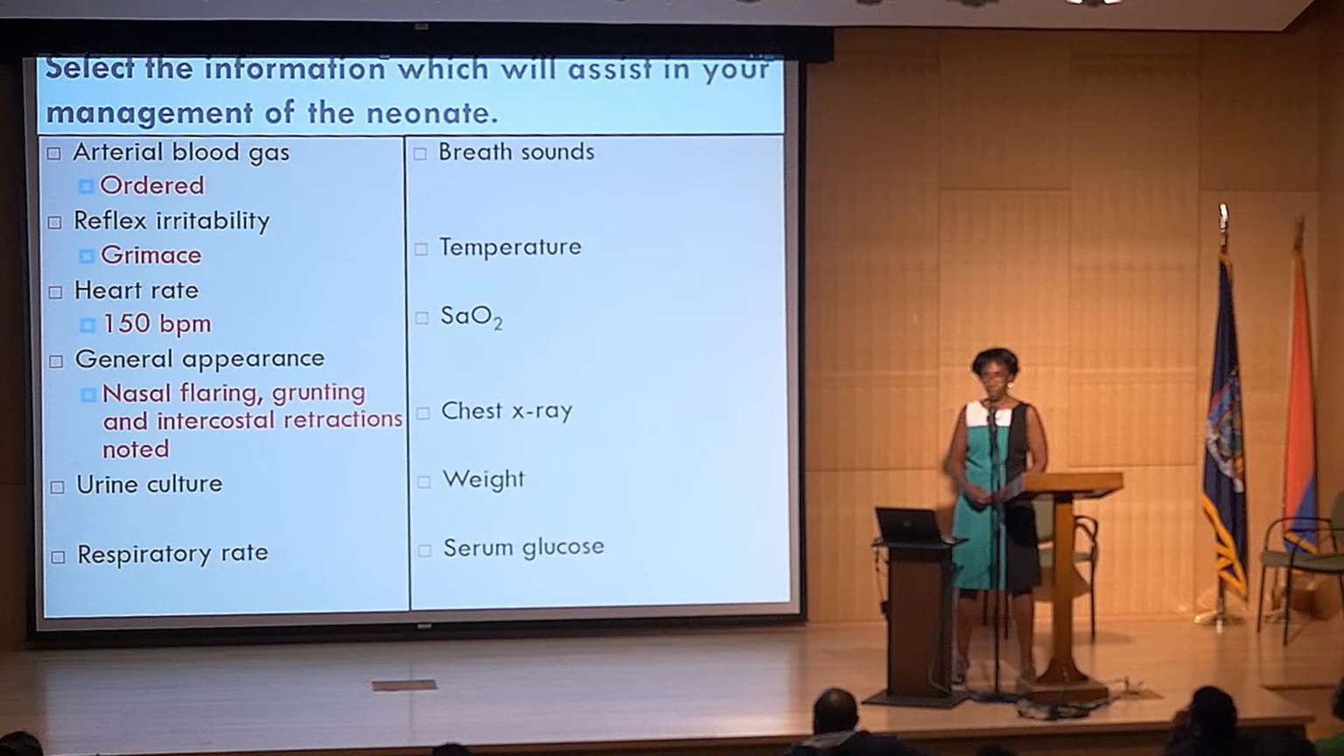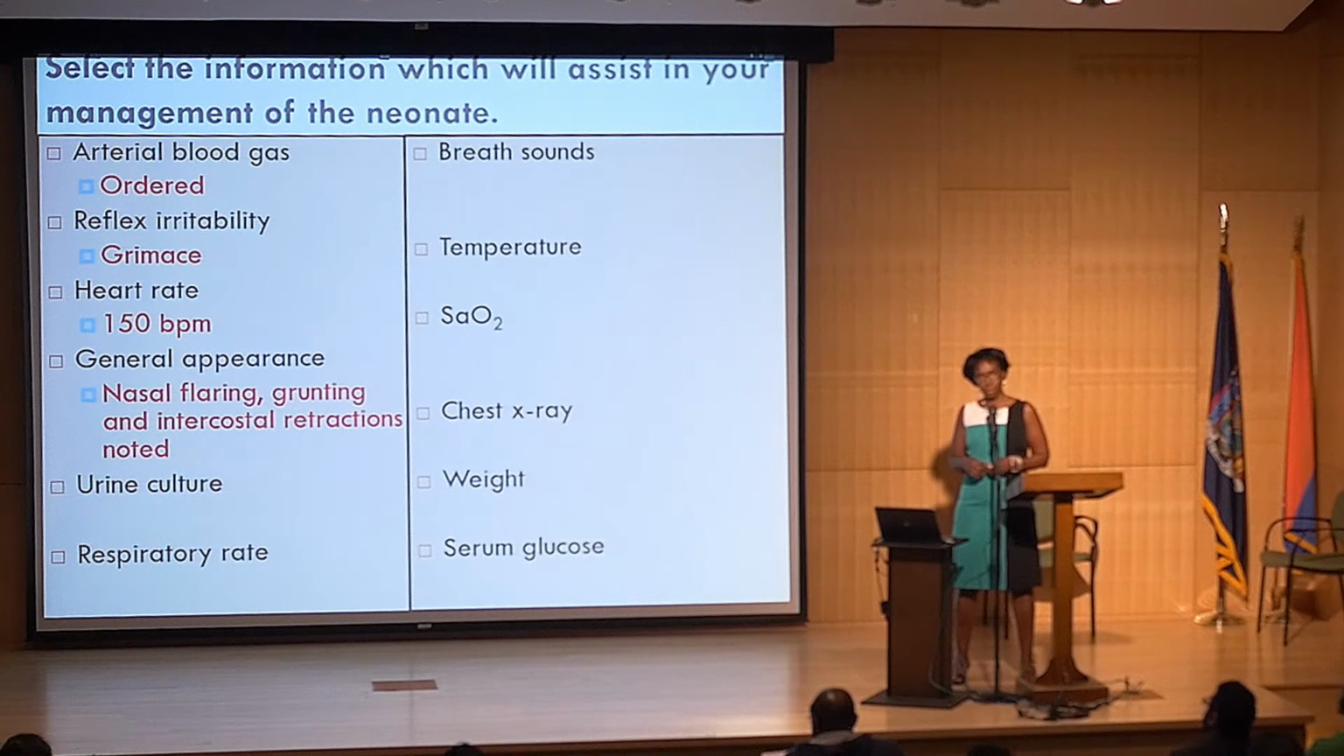So what is the general appearance? The baby has nasal flaring. Baby has grunting. Nasal flaring is the widening of the nares, and the baby's trying to get more air in. Grunting is a sound they make on expiration. Once again, they're trying to create their own PEEP to keep those alveoli open. And intercostal retractions are noted as well. So this is a sign that the baby is having some respiratory distress.